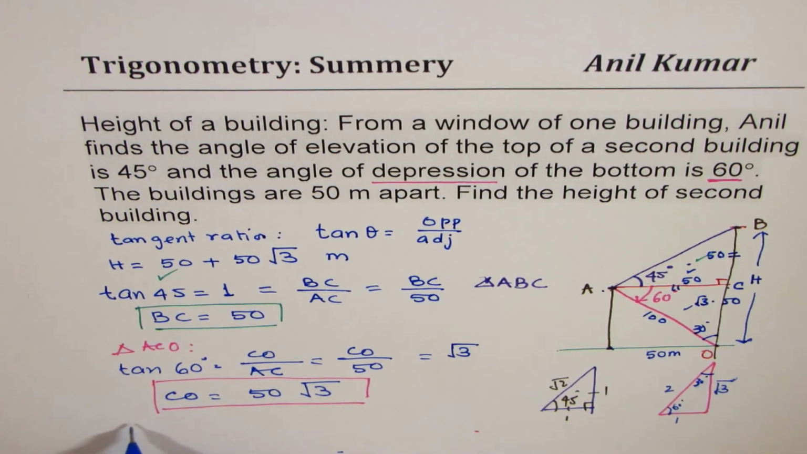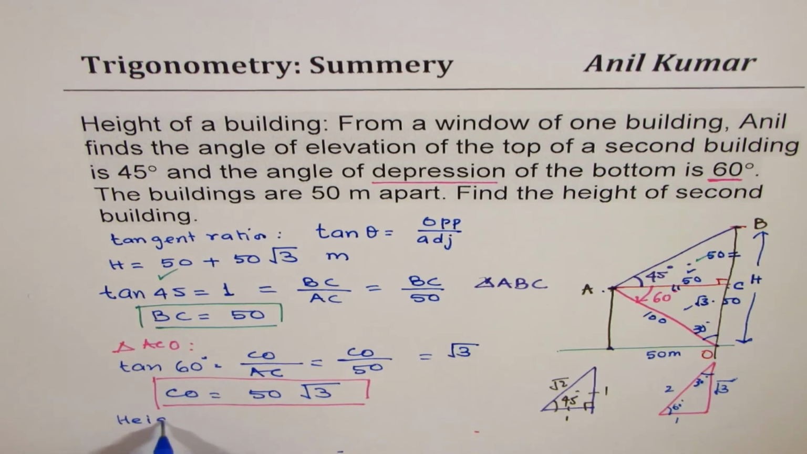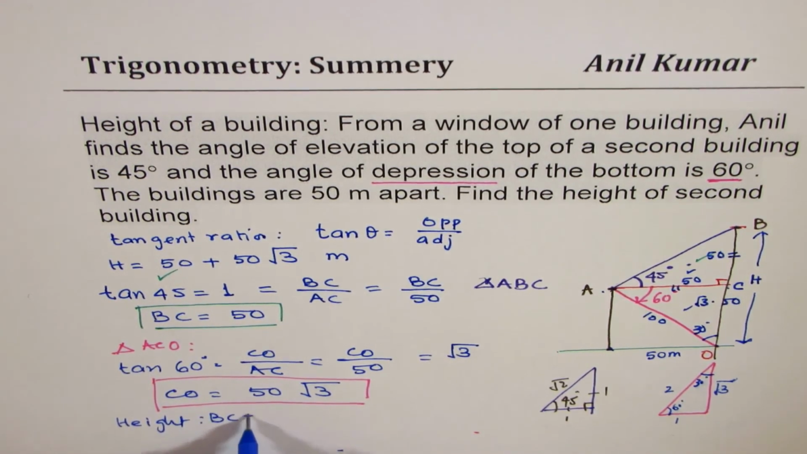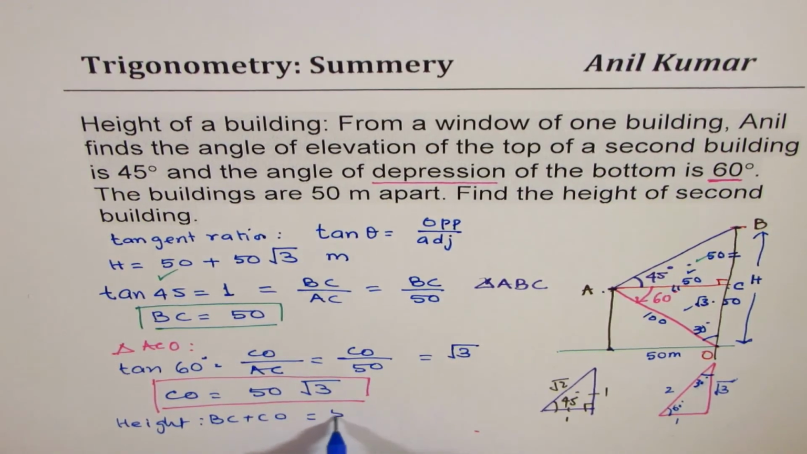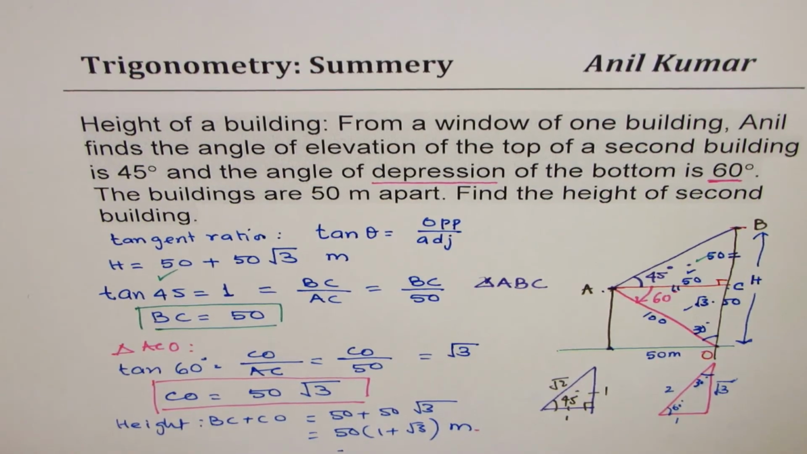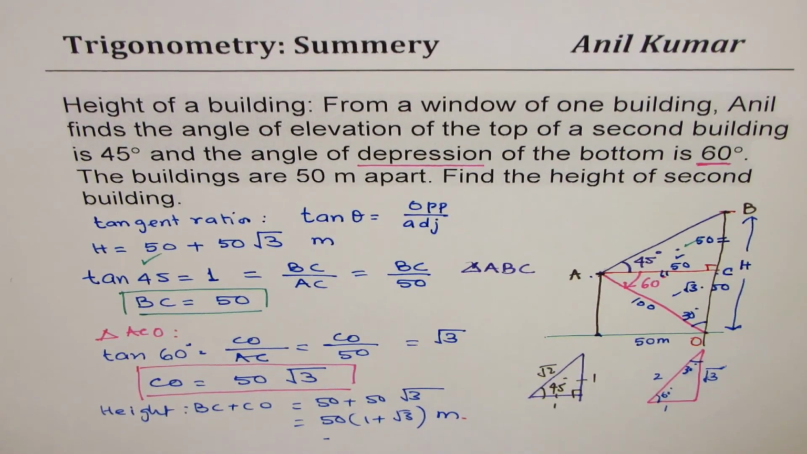So the height of the second building is how much? The sum of these two, that is BC plus CO, which is 50 plus 50 times square root 3. If you want, you can take 50 common: 50 times (1 plus square root 3), and the units are in meters. Correct? So that is how you could solve it algebraically also.